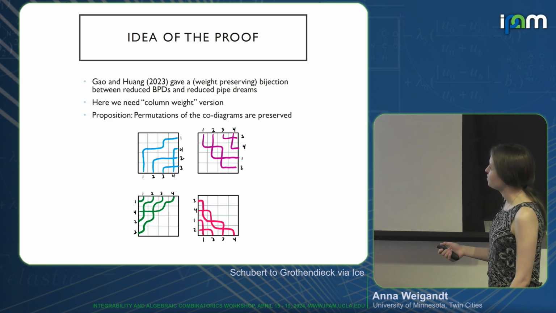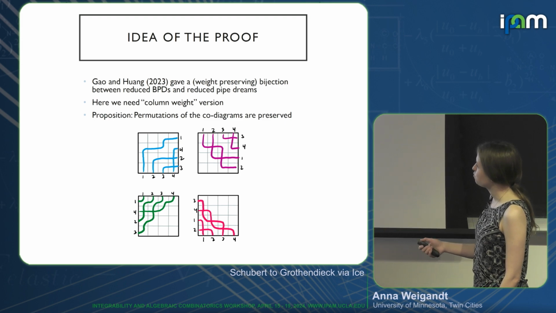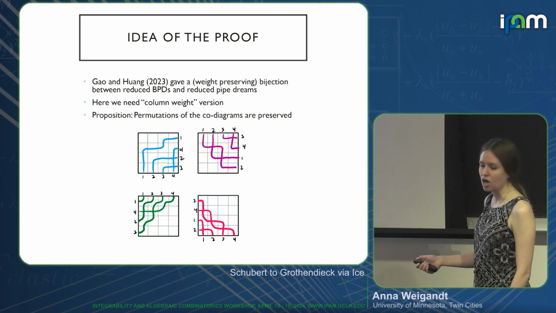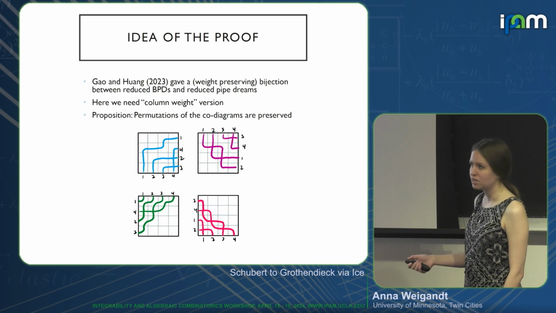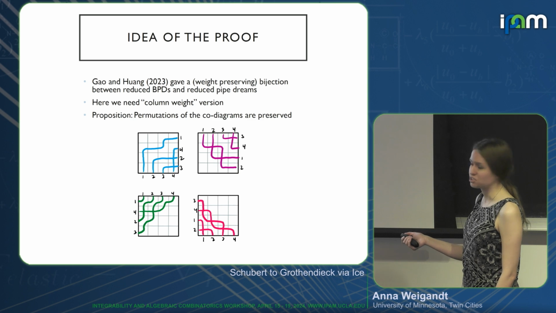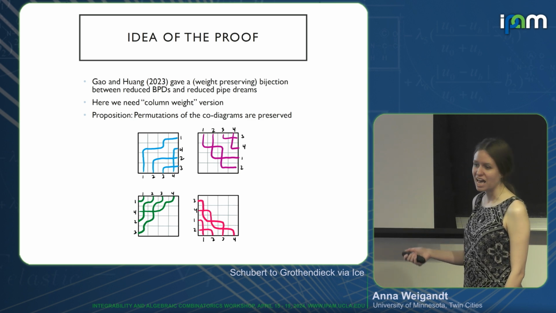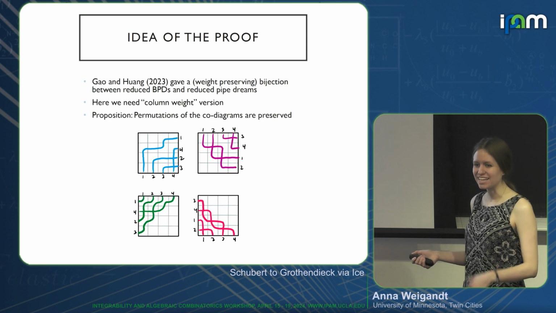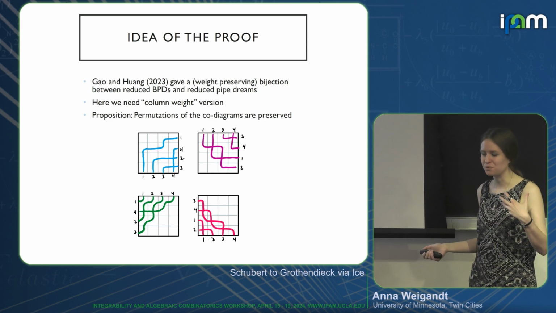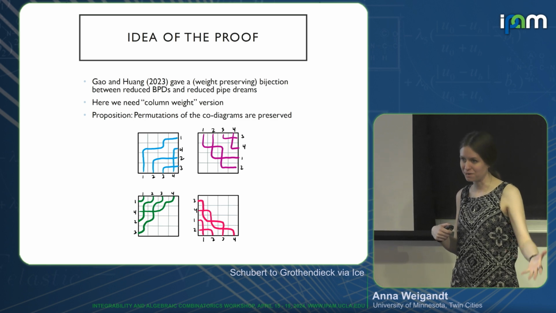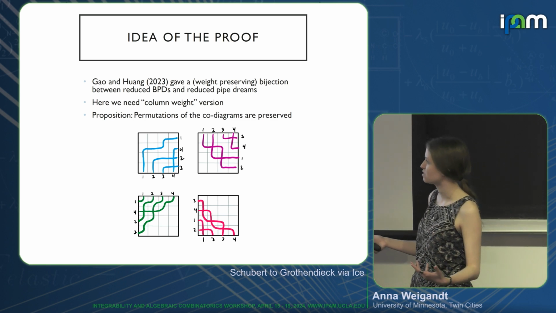So if a bumpless pipe dream and a pipe dream belong together under this column weight canonical bijection, I have shown that the permutations of the codiagrams are preserved. So these codiagrams have the same permutation. And that's really the connective tissue between the two versions, the pipe dreams and the bumpless pipe dream formulas.